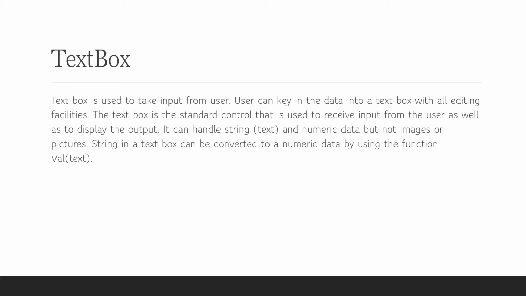Textbox is used to take an input from the user, and the user can key in the data into the textbox with all editing facilities. The textbox is a standard control that is used to receive the input from the user as well as to display the output. It can handle strings and numerical data, but not images and pictures.